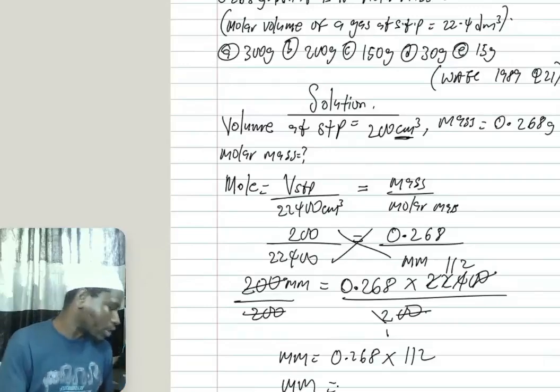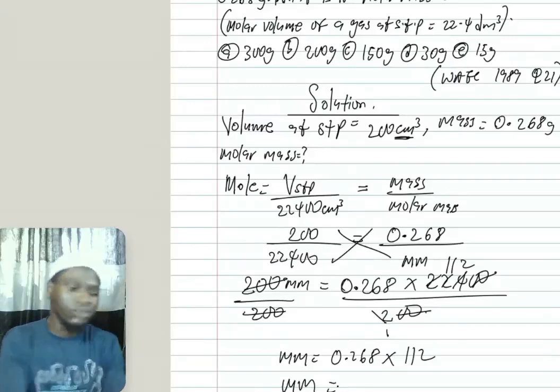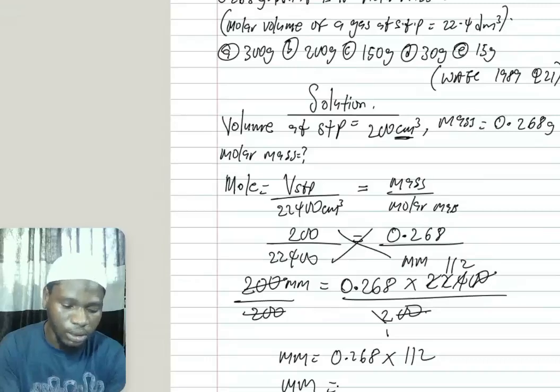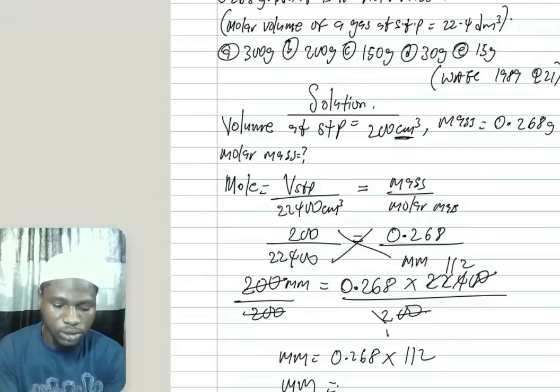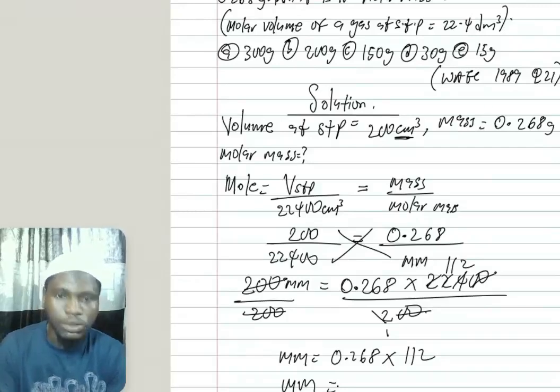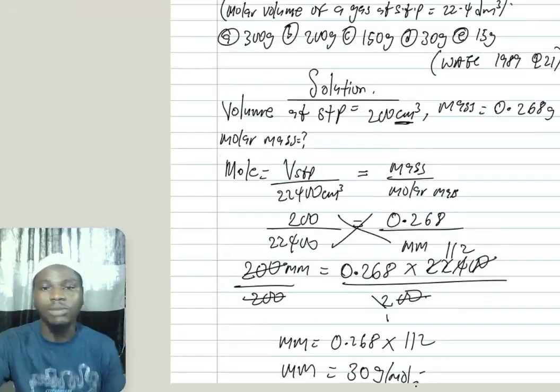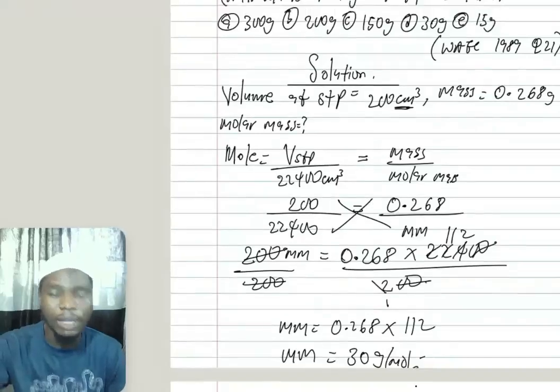So I can use my calculator to just go about this. Let me get my calculator. So we have 0.268 times 112. So that will give me what? Approximately 30 grams. So we have about 30 grams per mole. So that is the molar mass of the gas. So 30 grams per mole.